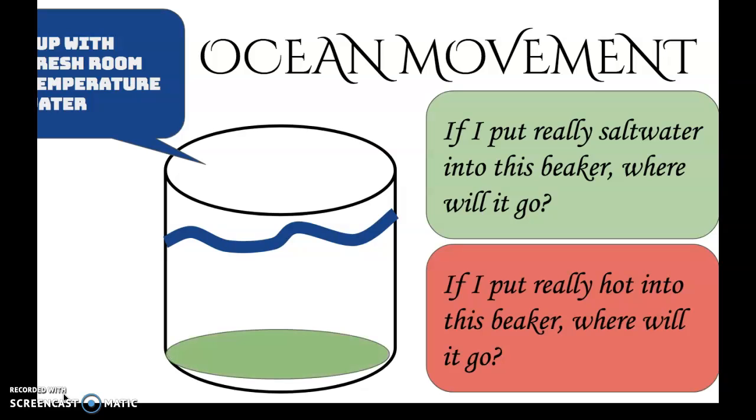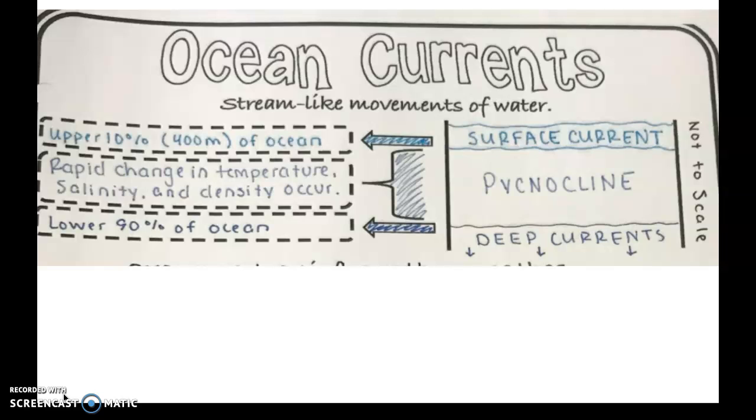We know that because as we increase the salinity of the water, we learned in another lecture, we are increasing the density. In contrast, if I put really hot water into the beaker, where will it go? We know that if we increase the water temperature, we're decreasing the density, so it's going to stay on top of our water. Fantastic.